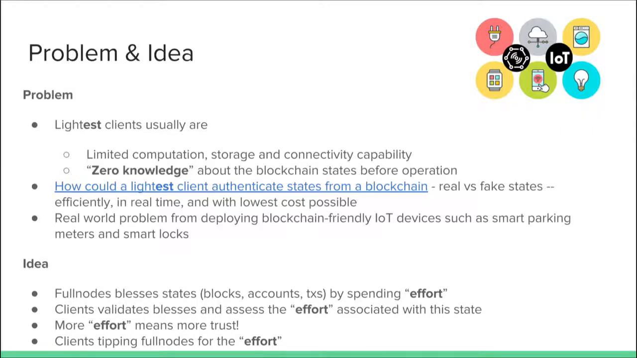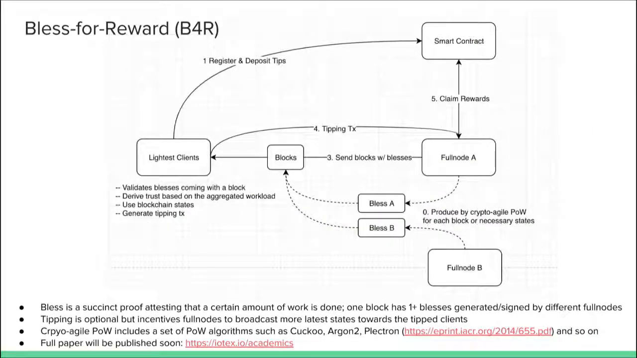So to overcome this issue, we designed a crypto protocol, we call it B4R, meaning Blaze for Reward. The intuition behind this is pretty simple. We give the full nodes in the network a new role. Basically, they generate a Blaze for blocks and states. Blaze is a new succinct proof attesting that a certain amount of effort has been spent on a certain type of data. This can be constructed using VDF, using password hashing, and even a hash function, for example.